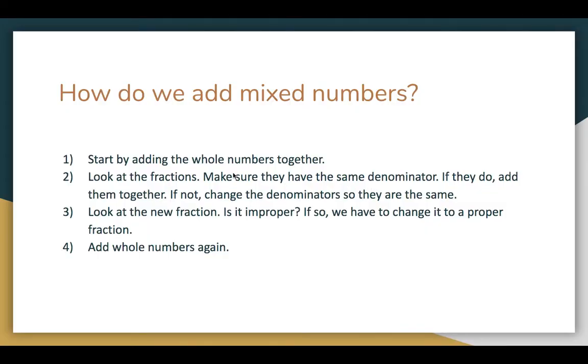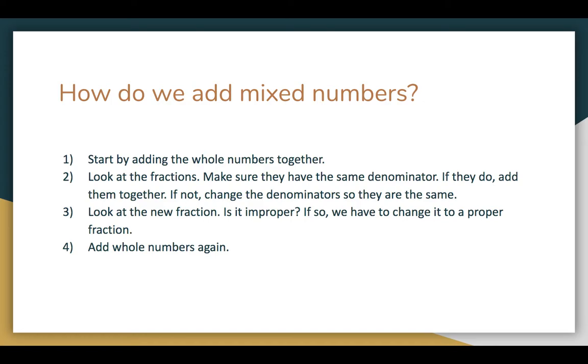When we add mixed numbers, we start by adding the whole numbers together. Then we look at the fractions to make sure they have the same denominator. If we do, we can add them. That's what we did yesterday. Today we're going to talk about if they don't have the same denominator, we have to change the denominator so that they are the same, because we know we can only add fractions when they have the same denominator.